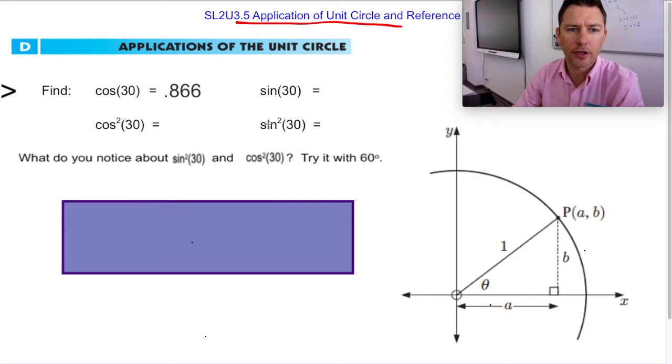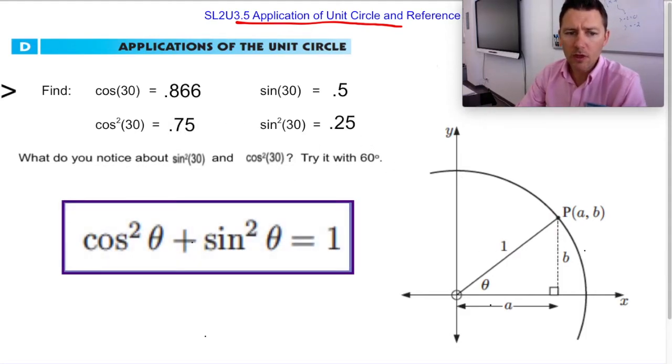If you take the cosine of 30, you get root 3 over 2, which is this decimal. If you take the sine of 30, you get half. If you square both of them, you get 0.75 and 0.25. And when you add them up, you get 1, which is because of this. This is saying cosine squared of theta, or cosine of theta squared, plus sine squared of theta should be 1.